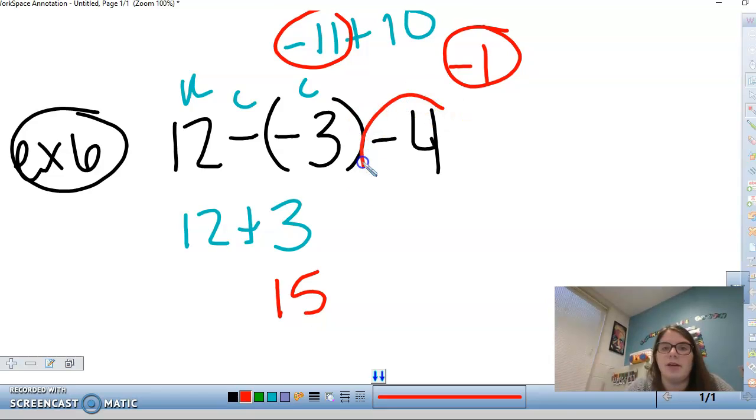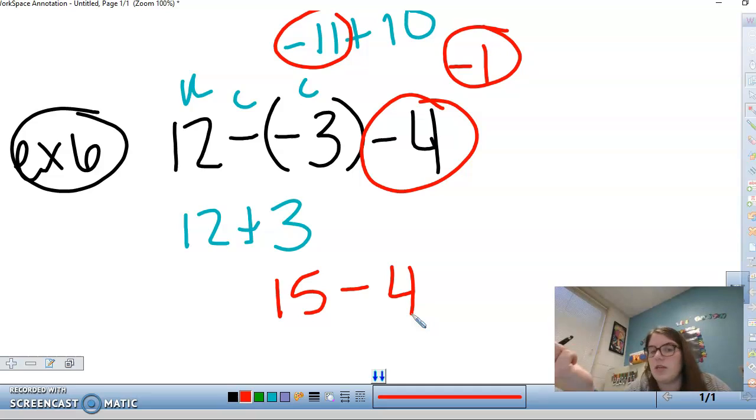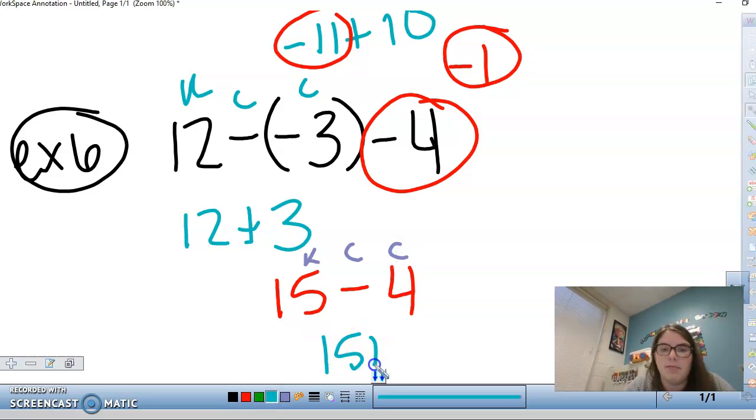Then I have to bring down the second part, so then I have -4. If you want to, you can keep, change. It might just be good to get in the habit of it. Keep, change. So I'm going to have 15 plus a -4. These are different signs, so I'm going to subtract. 15 minus 4 is going to be 11, and I keep the sign of the bigger number, which is 15, so it's going to be a positive 11.